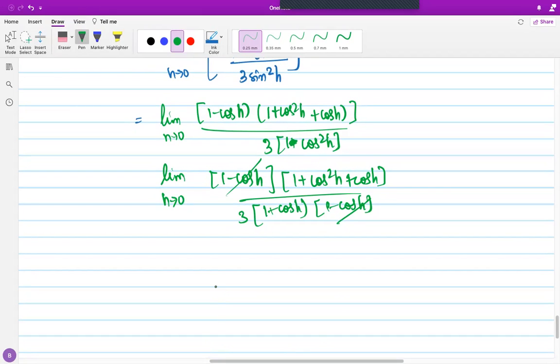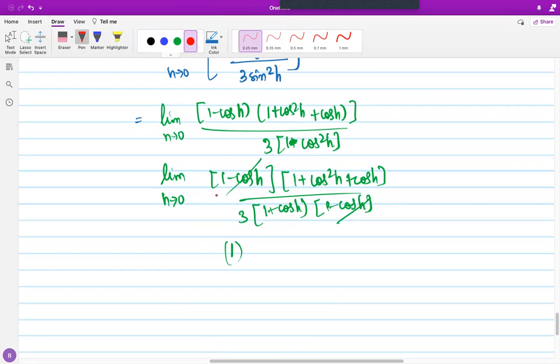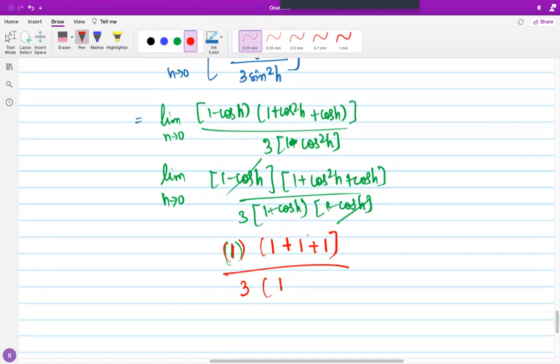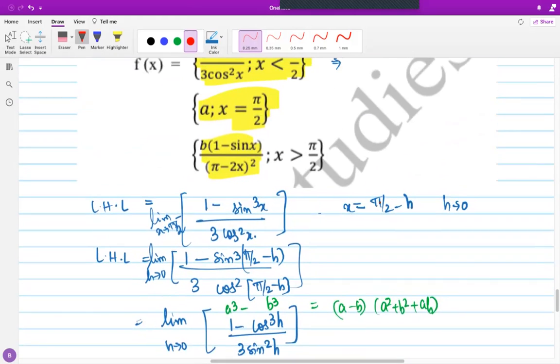Once I substitute h, the first value would be 1. Then here it is again 1 plus 1 plus 1, divided by 3 into 1 plus 1. So I would get half, that is LHL. Now I'm going to start doing RHL.